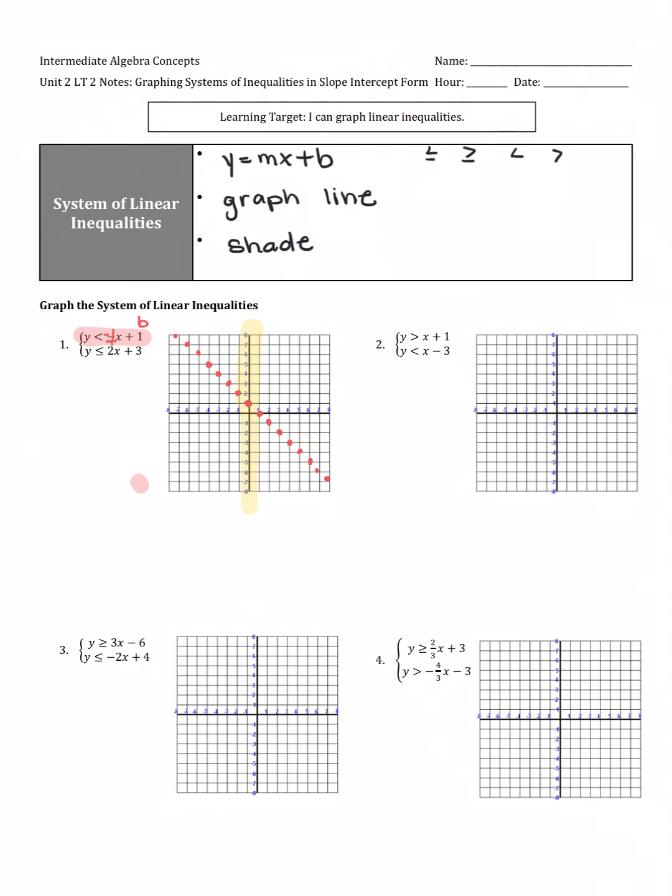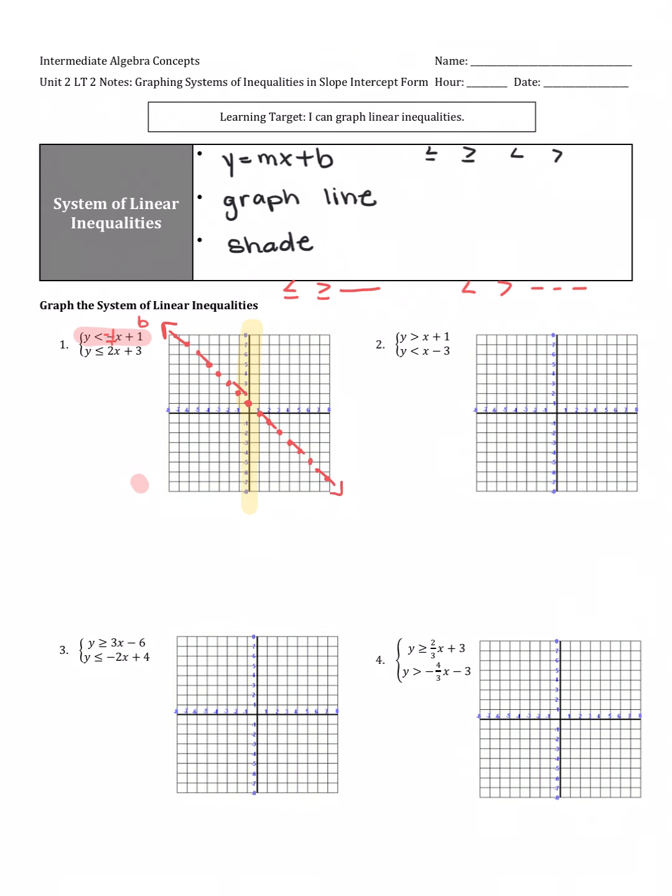What you have to remember when you're drawing your line, or connecting those dots, is if you have a less than or equal to or greater than or equal to, you're going to use a solid line. But if you have a less than or greater than, you're going to use a dotted line. So this one, when I look at it, is only a less than symbol, so this one's going to be dotted. I'm just going to go through and dash that.